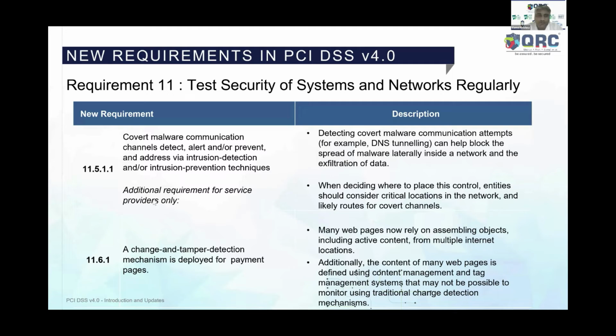For example, this is also a new requirement for service providers: covert malware communication channels must be detected and alerted on, and prevented or addressed via intrusion detection and prevention techniques. Earlier also IDS/IPS was a requirement, but now they added this part, that malware communication channels should be detected. So this is one of the new elements here. Earlier it was not like that. Even though IDS/IPS is still applicable, you have to see how it attempts to detect and prevent such communication channels.